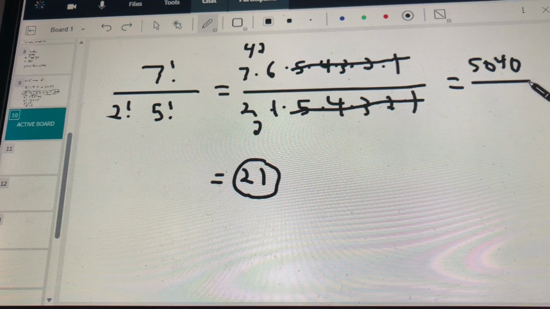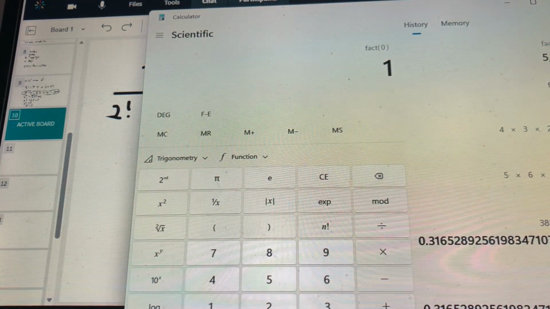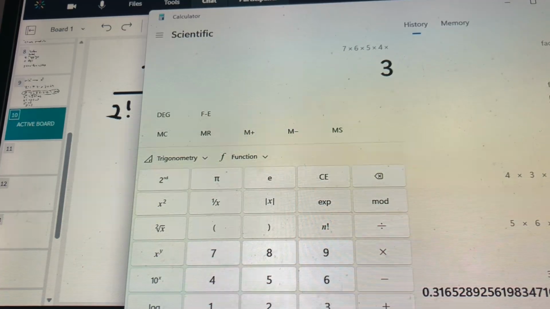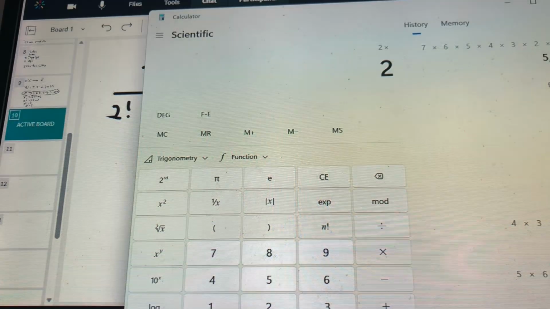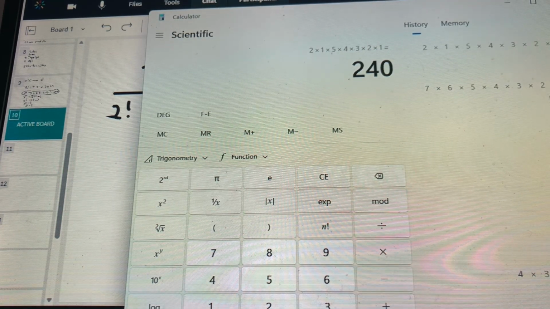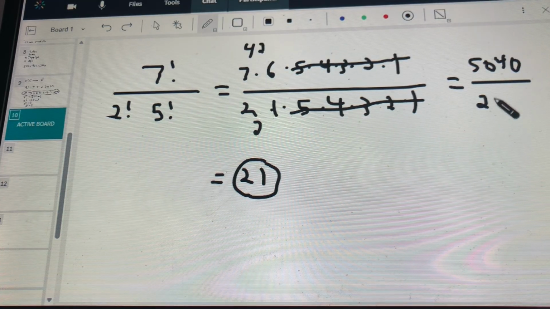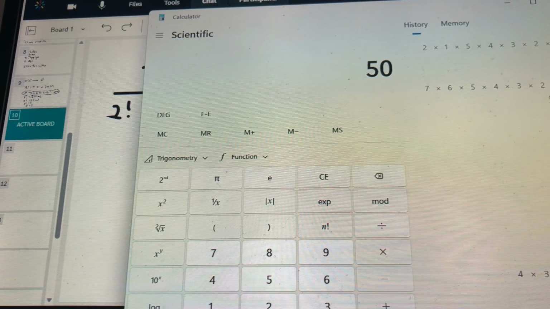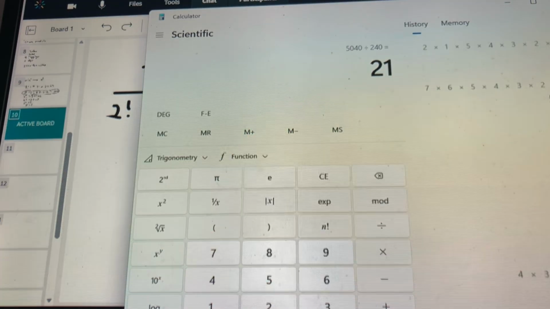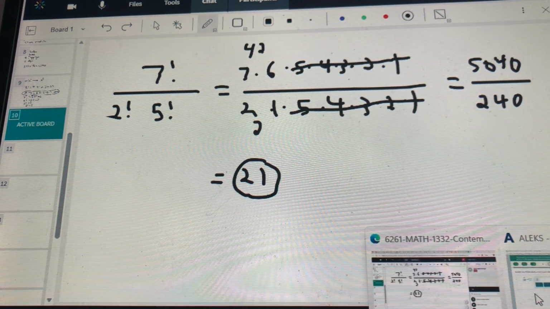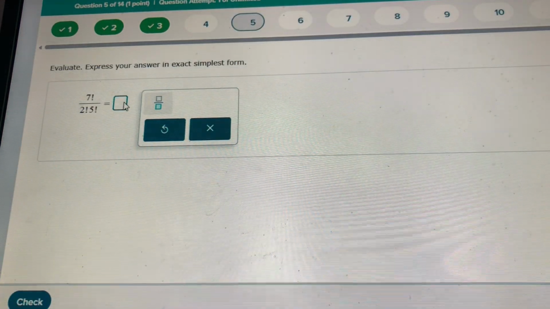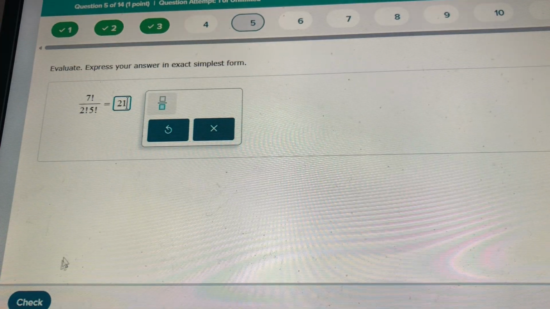But you can figure out the whole top, 7 all the way down to 1. Then you could do the whole bottom, 2 times 1 times 5 times 4 times 3 times 2 times 1. You could do this, 240. And then you could divide both of these. 5040 divided by 240. That's 21 that way too. So the good news is there's different ways to do these problems, and if you want to do it quicker or longer than somebody else, there's nothing wrong with that as long as you get the answer right.